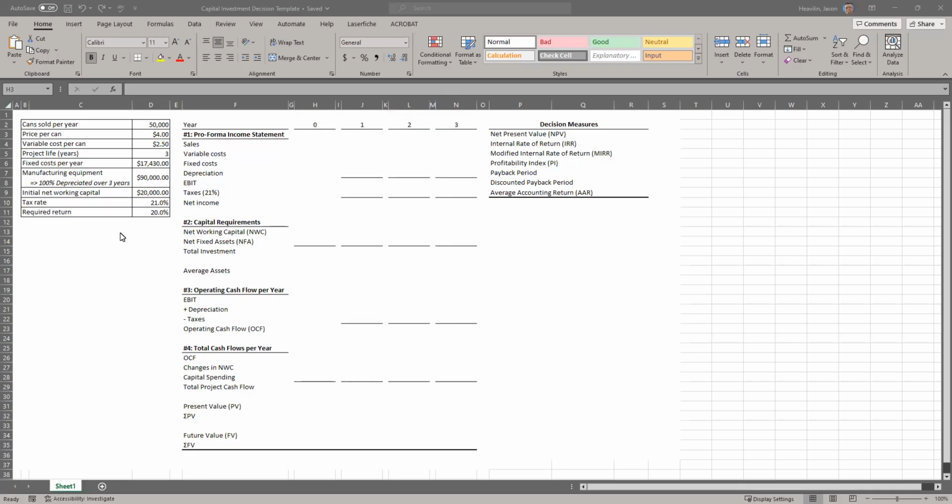In this video, we are going to talk about the first part of this Excel sheet you see on the screen, with the ultimate goal of calculating decision measures. Things like net present value, internal rate of return, modified internal rate of return, profitability index, payback period, discounted payback period, and average accounting return.